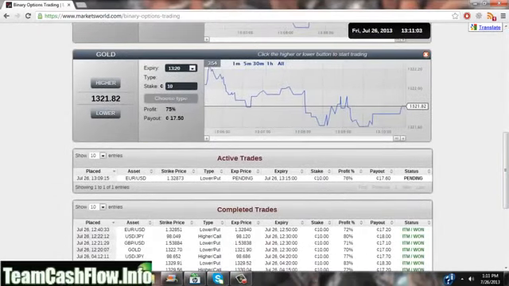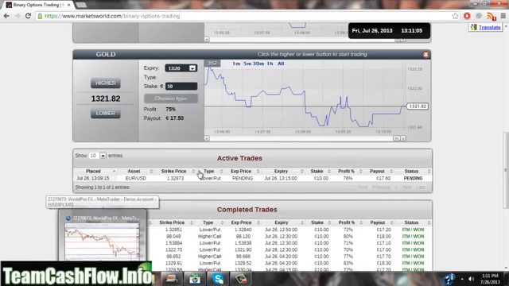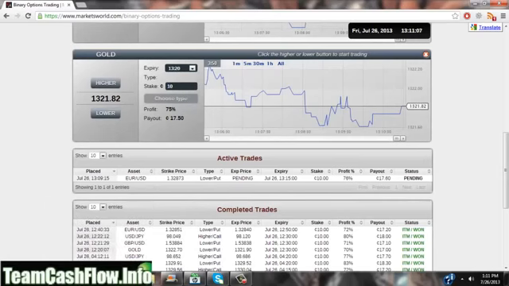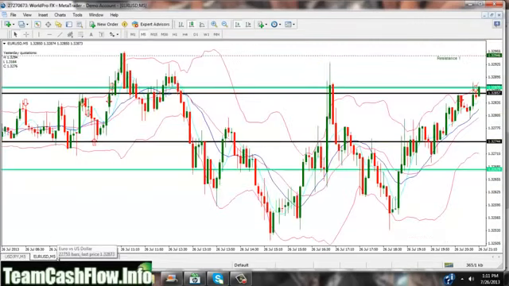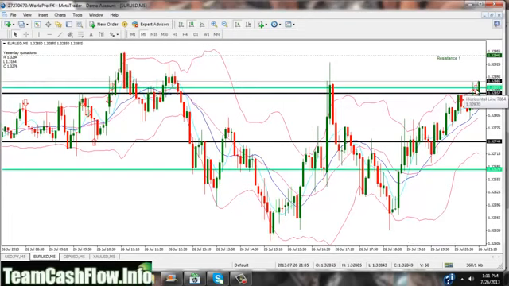Right now, I took a put option on the Euro USD, taking the bounce move off the Bollinger Band, because usually when the price moves outside the band, it's an indicator that the price is overbought or oversold: oversold at the bottom of the band, or overbought at the top of the band.